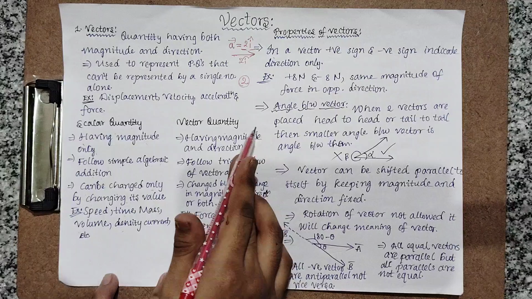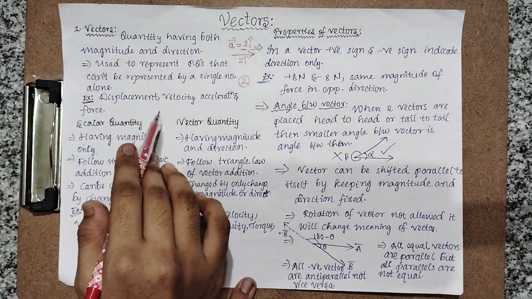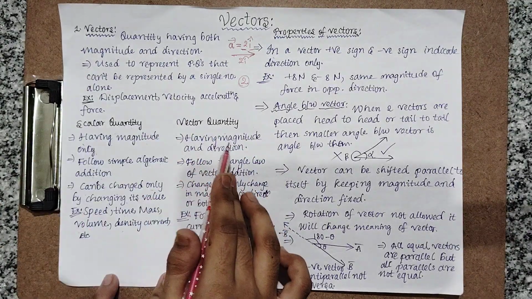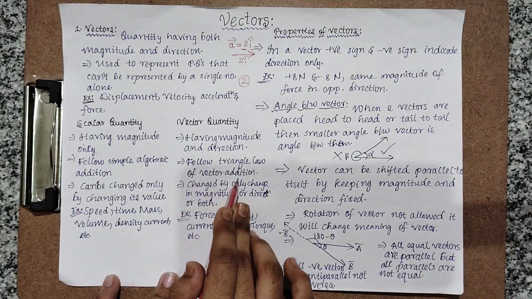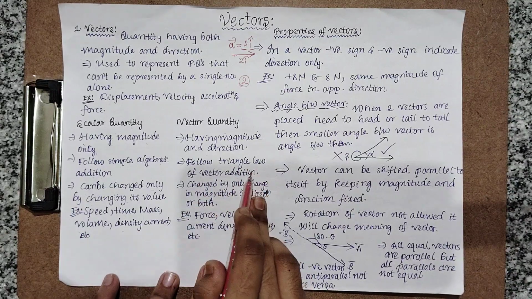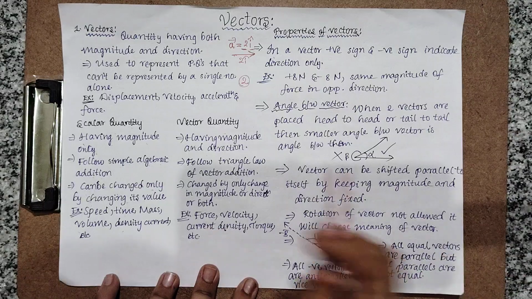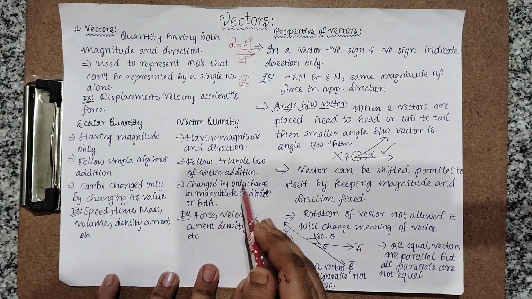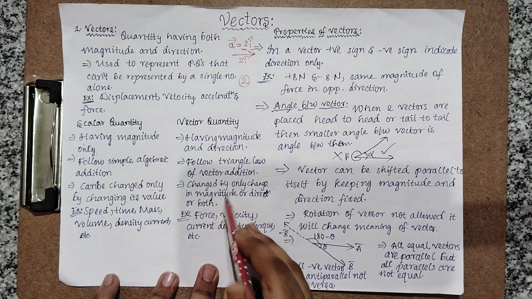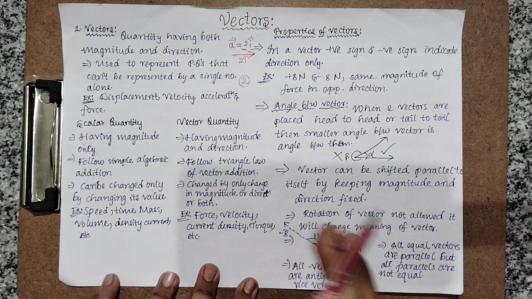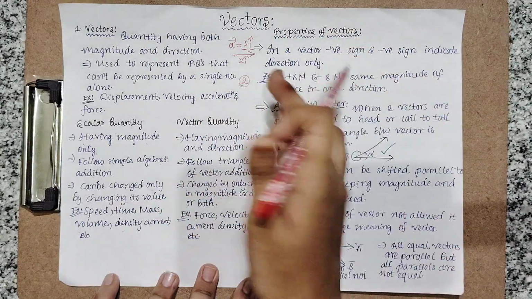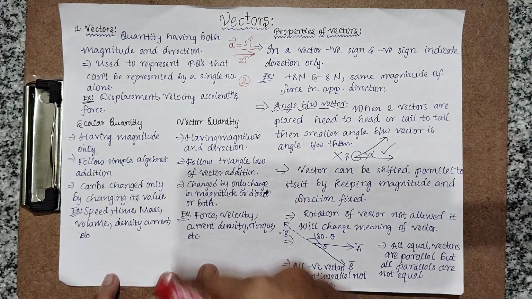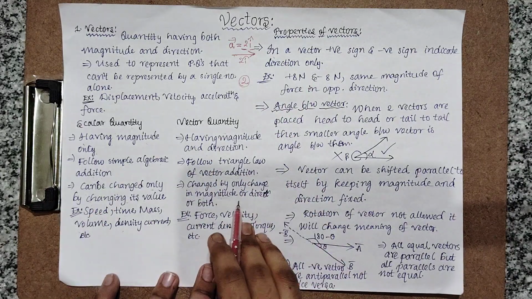Now coming to vector quantity. Vector quantity is the one as we have discussed here. It has both magnitude and direction. It follows triangle law of vector addition. We are going to discuss this in detail later. And it is changed either by changing magnitude. For example, a bar is equal to 2I cap or a bar is equal to 4I cap. Here the vector is changing by changing its magnitude, or direction.